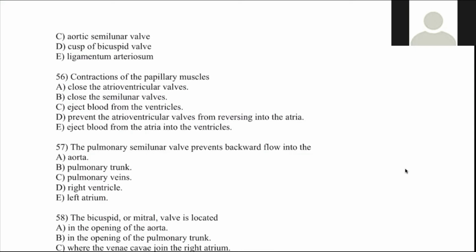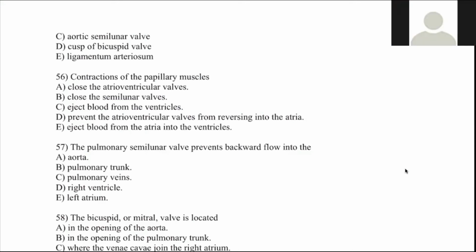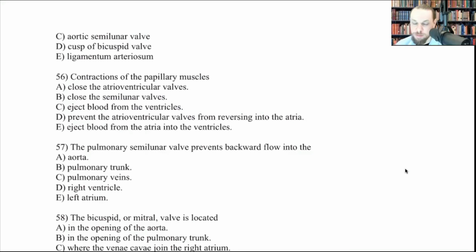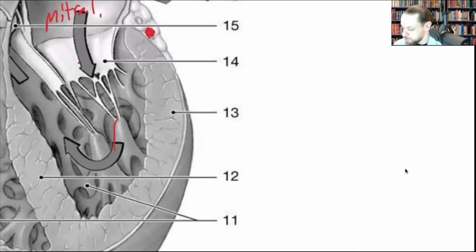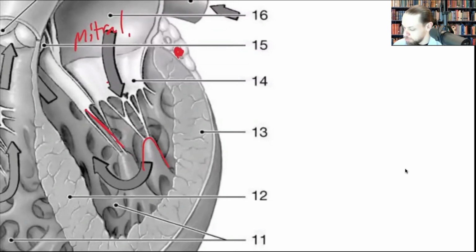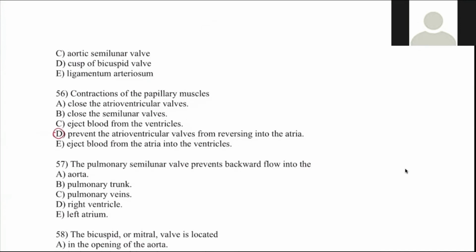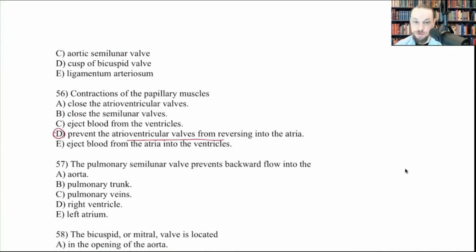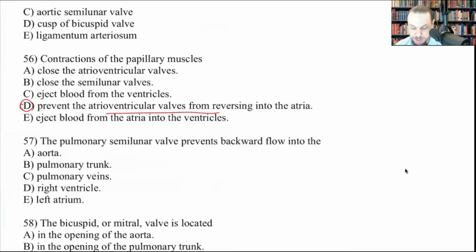Eject blood. So remember, we just talked about what happens when you have a papillary muscle rupture. We have backflow of blood. So their purpose is to prevent that backflow of blood. When these muscles contract, they basically make the chordae tendineae taut, they make them tight. And that prevents the atrioventricular valves from reversing into the atria. So basically, they prevent the backflow of blood. So 56, D is the correct choice here.